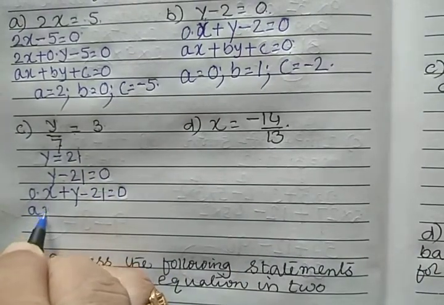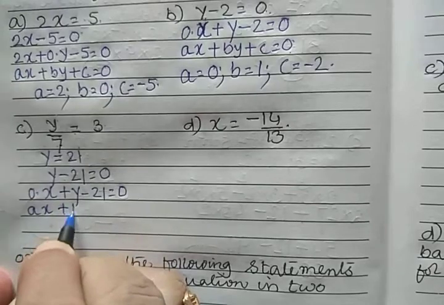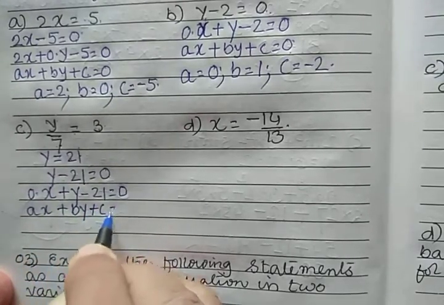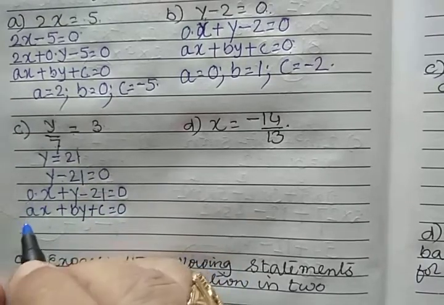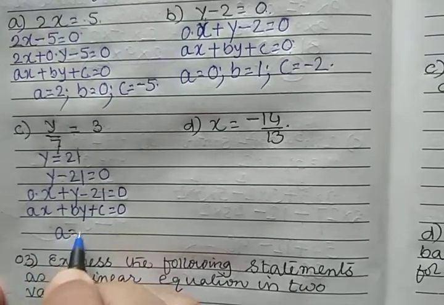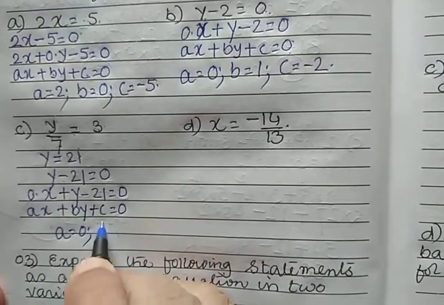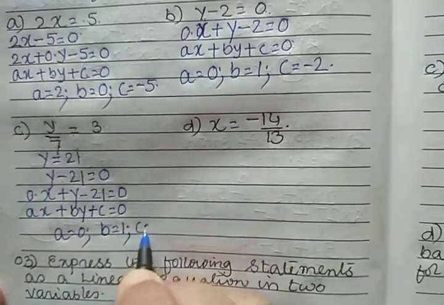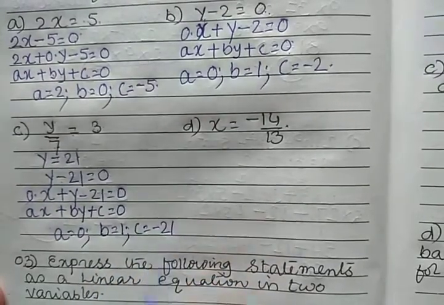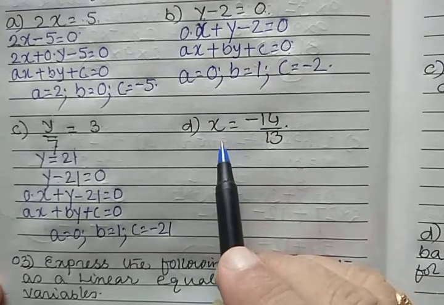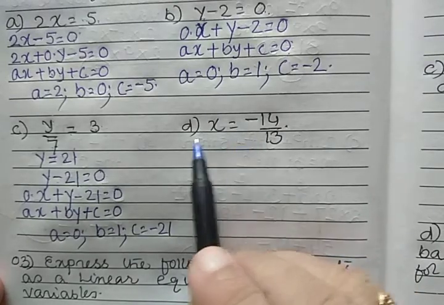So when you compare this with the standard form ax plus by plus c is equal to 0, you find a is equal to 0, b is equal to 1, c is equal to minus 21. So now let us do the fourth one.